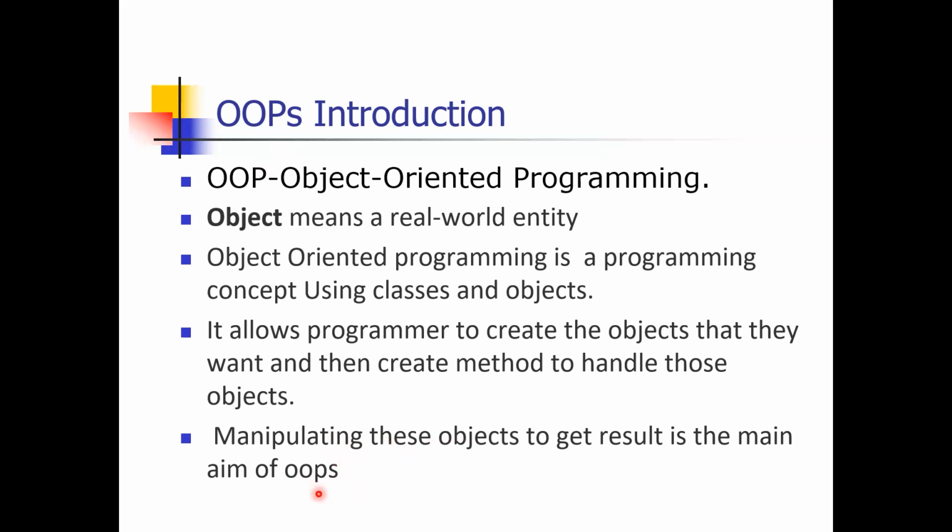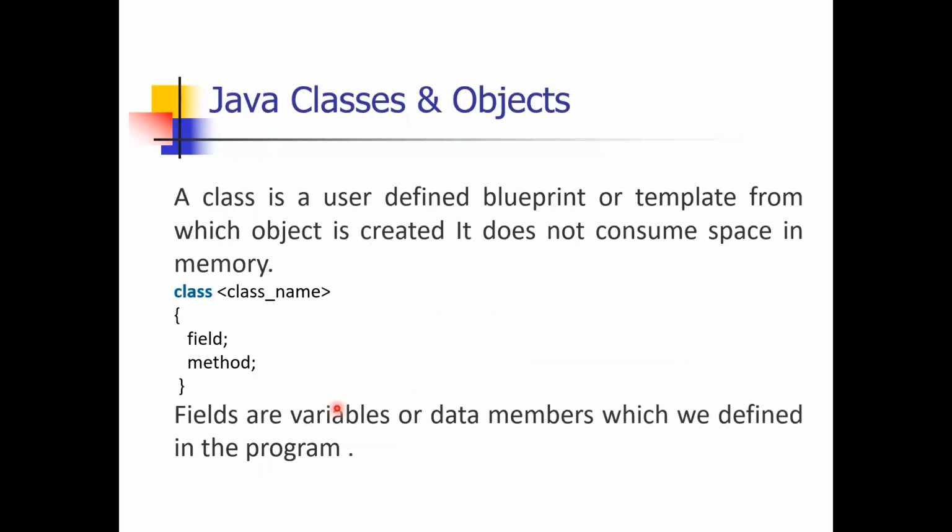In short, we can understand OOP is a programming language which uses class and objects. For any class, we have to create the objects, and for objects, we have to create the methods to handle them. And that handling is the main aim of OOP. So, OOP is related with classes and objects. What do you mean by class and objects?